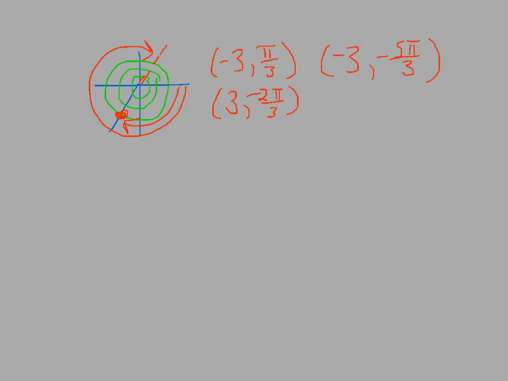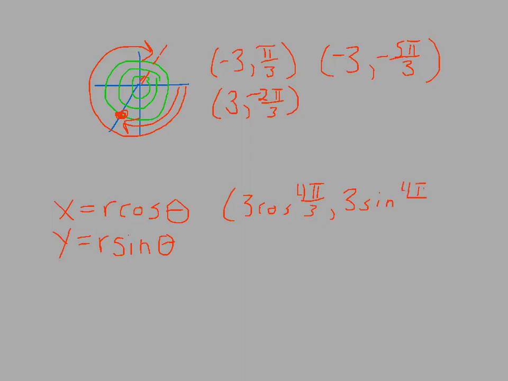Now we want to convert 3 comma 4 pi over 3 to a rectangular coordinate. So to do that, we need to know the 2 formulas. x equals r cosine theta and y equals r sine theta. So we just need to do 3 times the cosine of 4 pi over 3 and 3 times the sine of 4 pi over 3. So we already have the angle 4 pi over 3 drawn above, but we'll just redraw it off to the side.